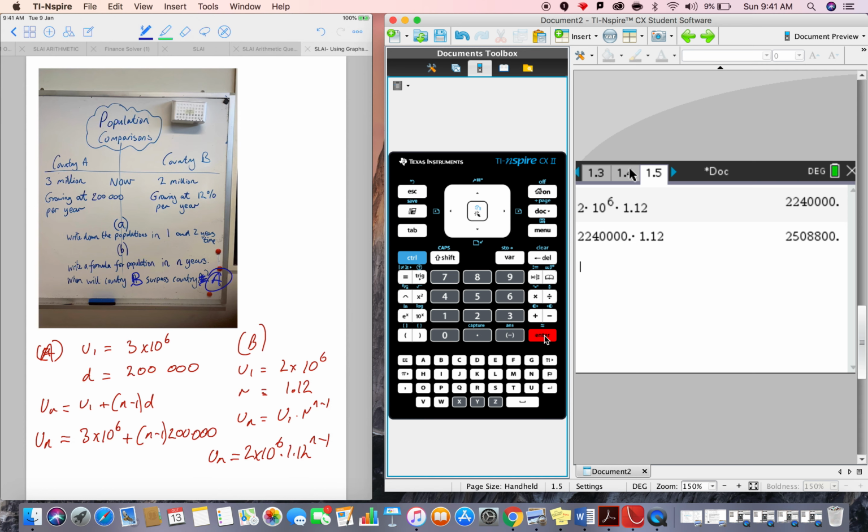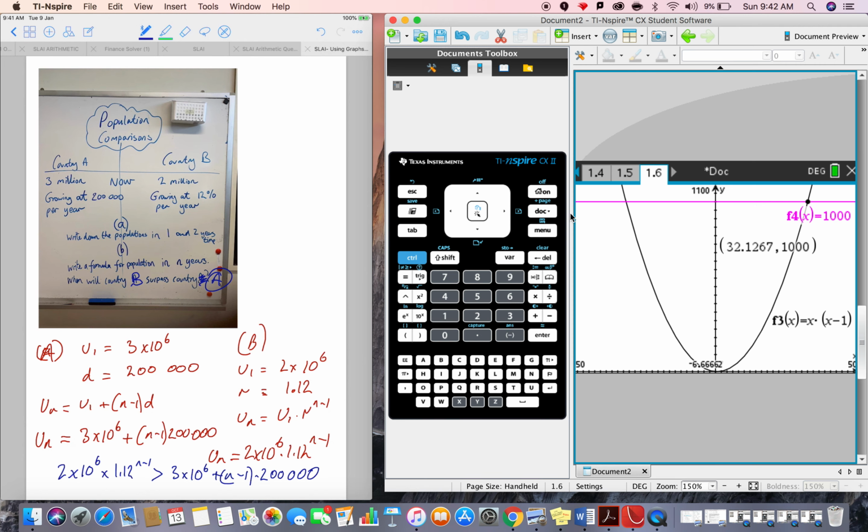Because country A is growing by a fixed amount and country B is growing exponentially by 12%, you can see country B will catch up with country A. So let's just change that question and answer it. So we want to know, when will this 2 times 10 to the 6 times by 1.12 to the n minus 1 become greater than the population of country A? Okay, so this is looking at an inequality. We've got variables on both sides, so the best thing to do would be to draw a graph for this. So let's just try and draw a graph and get our heads around what's going on.